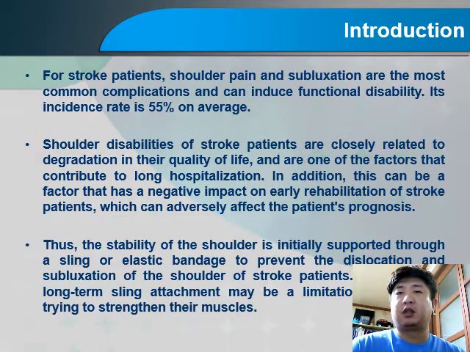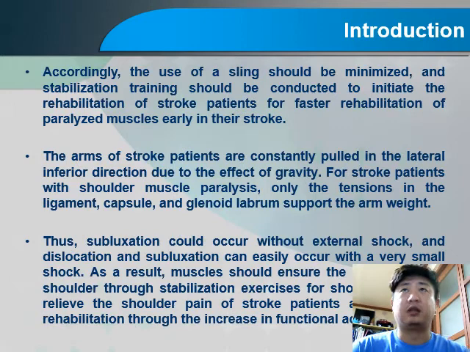However, long-term sling attachment may be a limitation for patients trying to strengthen their muscle. Accordingly, the use of sling should be minimized, and stabilization training should be conducted to initiate the rehabilitation of stroke patients for faster rehabilitation of paralyzed muscle early in their stroke.